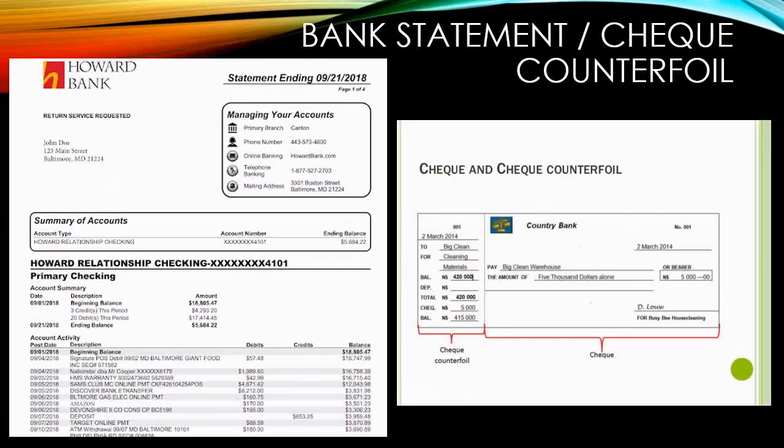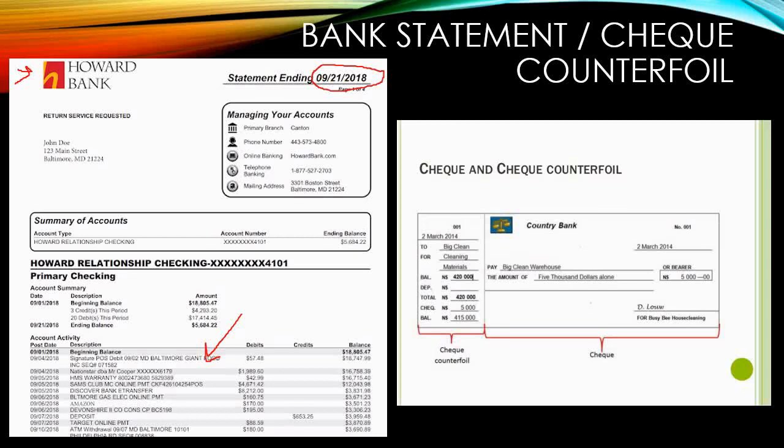For the bank statement, this is an example of a bank statement. There must be the name of the bank itself, and the ending statement must be at the end of your accounting period. Alright, and these are the lists of all of the transactions that you have made via your bank account.